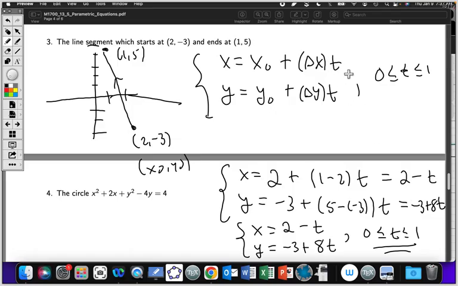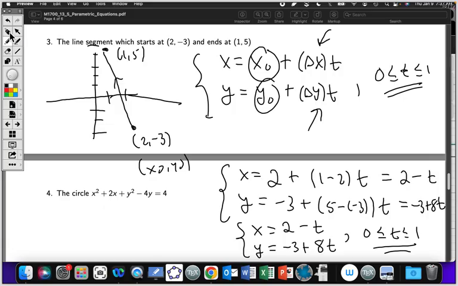And then after 1 unit of time, I've added the delta x and the delta y to each of the x and the y. So after 1 unit of time, I'm adding the -1. So 2 minus 1 gets me to 1. And then I'm adding the 8. -3 plus 8 gives me 5. All right? So it's where you start plus the change times t. T runs from 0 to 1. So that's how you can parameterize line segments.